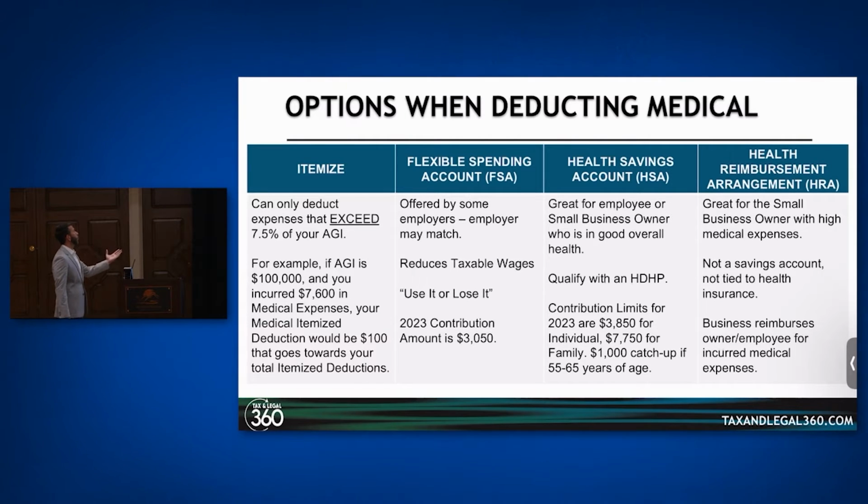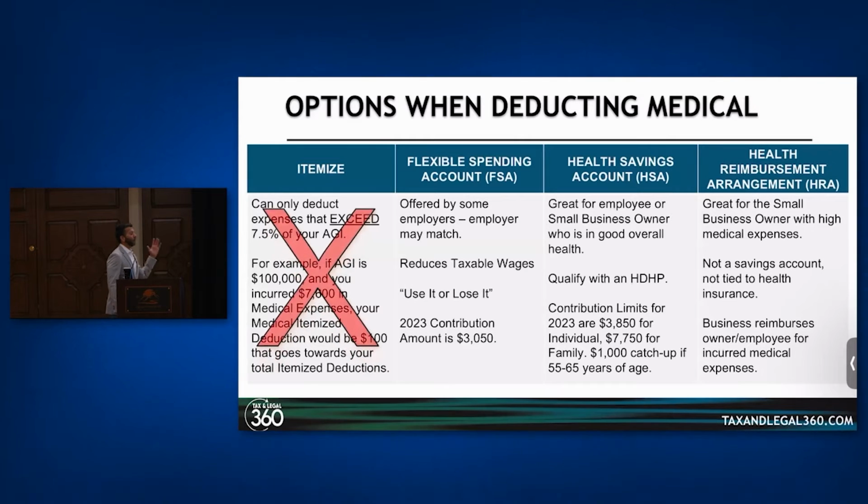So in an example where your adjusted gross income is $100,000 and you incurred $7,600 in medical expenses, the way the math would work out here is that only 100 of those dollars would even go towards your itemized deductions, okay? And then your itemized deductions would then have to be greater than your standard deduction in order to get that. So basically, it's not happening, so I wouldn't even go that route, okay? It's probably not gonna work out for you.